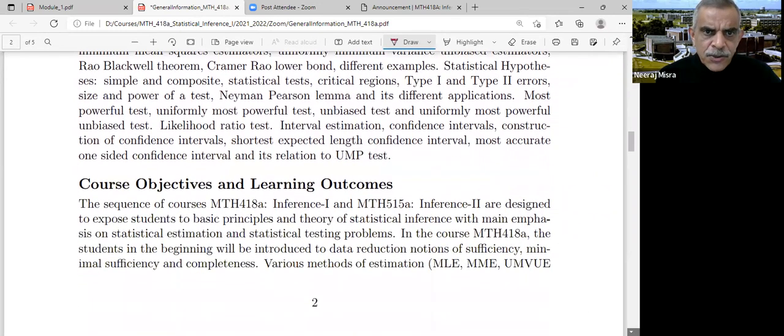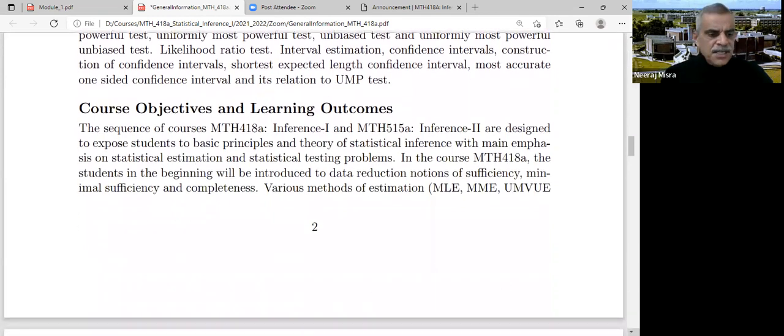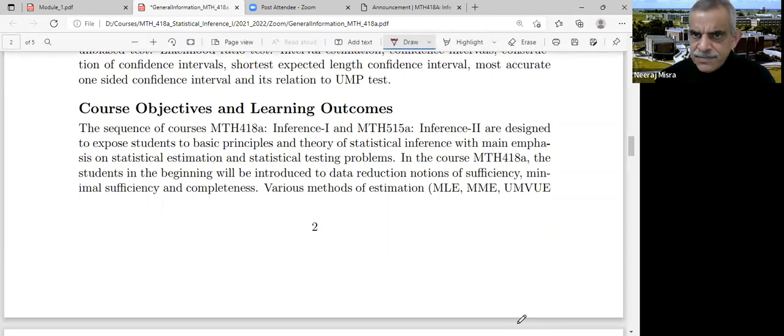Let me tell you the course objectives and learning outcomes. Course objectives means what the objectives are for taking this course, and what you'll finally be able to learn after this course is over. So I have a sequence of two courses, Math 418A and Math 515A, Inference 1 and Inference 2. They are designed to expose students to the basic principles and theory of statistical inference, with main emphasis on statistical estimation and statistical testing of hypothesis problems.